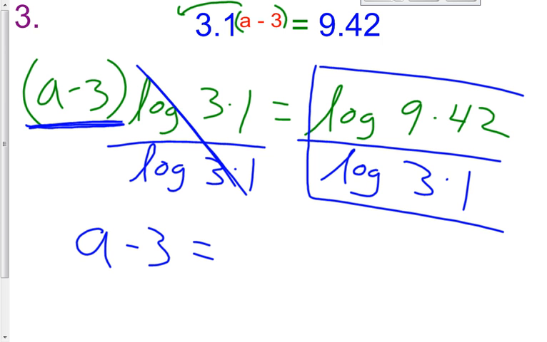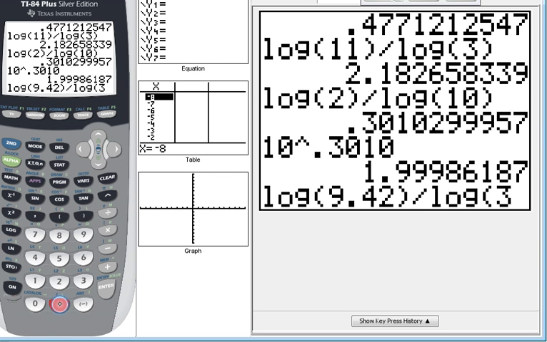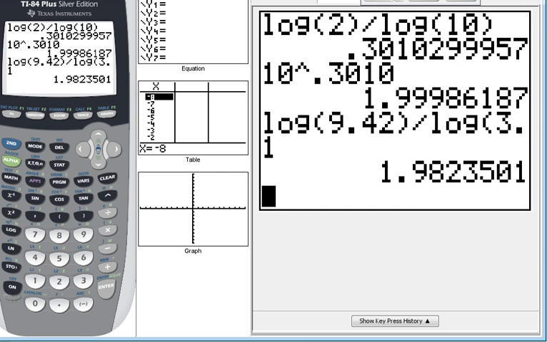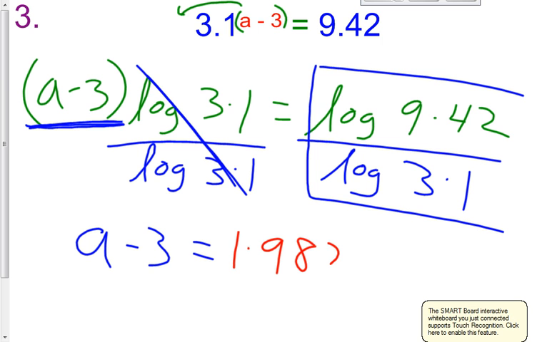What is that? Let's put it in our calculator. Log 9.42, close the parenthesis, divided by the log of 3.1. And I get the number 1.9824. And now, instead of equals, it's not exactly equal to it, it's approximately equal to it.